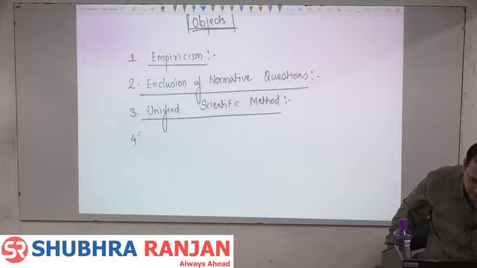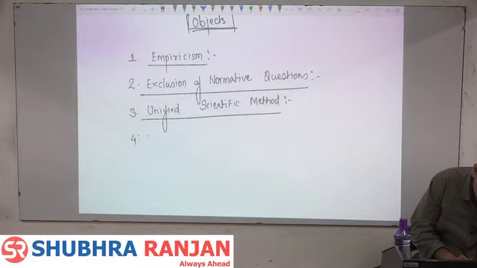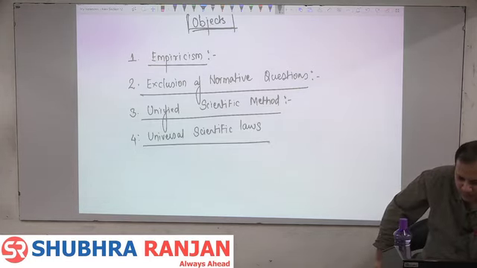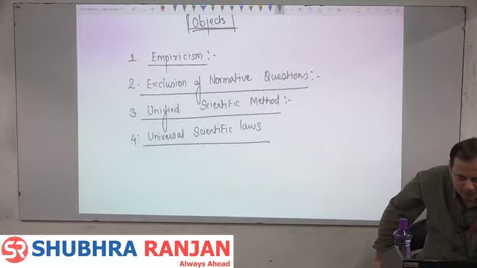Next, universal scientific laws. Universal scientific laws. The law of gravity will apply everywhere the same. It will not be different for an apple in India versus an apple in Europe. This is what is known as universal scientific laws.